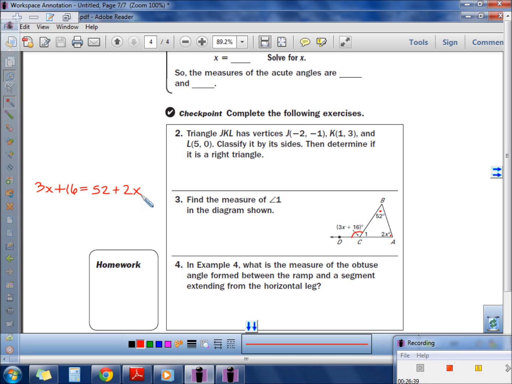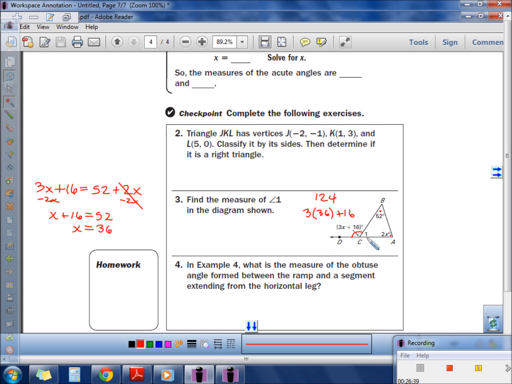And now I solve. What's my first step? Get the x's together, so I subtract 2x from each side. It's gone. I'm left with 1x plus 16 equals 52. Subtract 16 from each side, and I get x is 36. Find the measure of angle 1 now. How do I use this to find angle 1? Okay, so plug in 36 right here. So I have 3 times 36 plus 16. And I get what? 124. So that angle is 124.